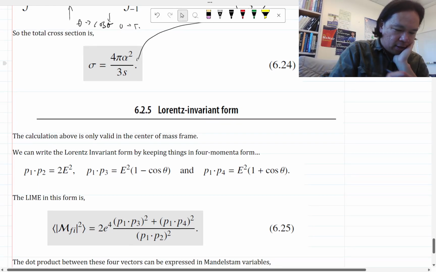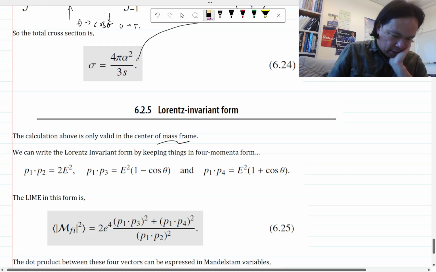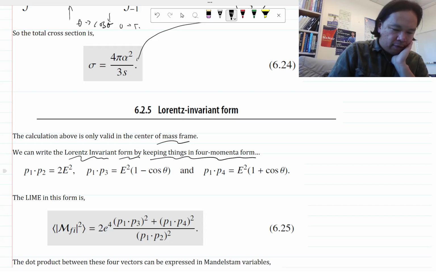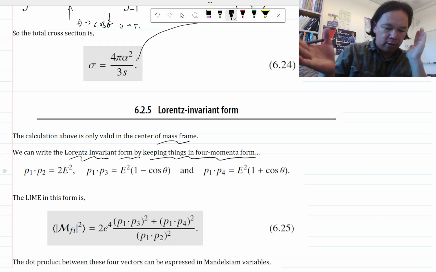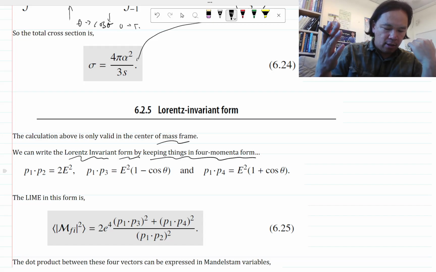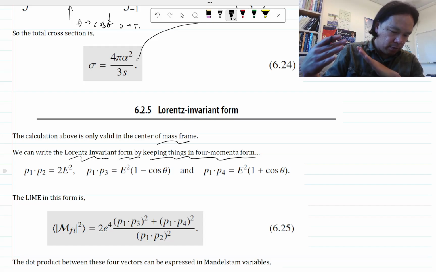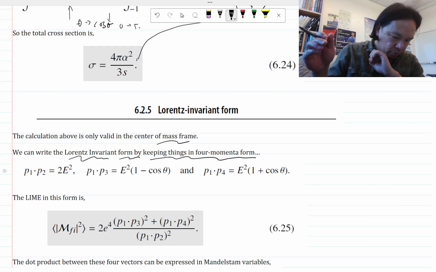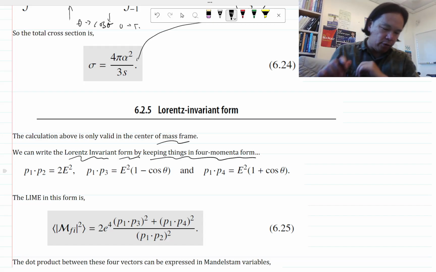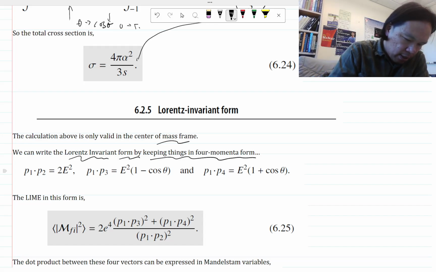Okay, so the calculation above is actually valid only for the center of mass frame. But what we can do is write the Lorentz invariant form by keeping the 4-momenta that we wrote. So instead of writing things in terms of thetas and phis along some direction, we just keep these 4-momenta.